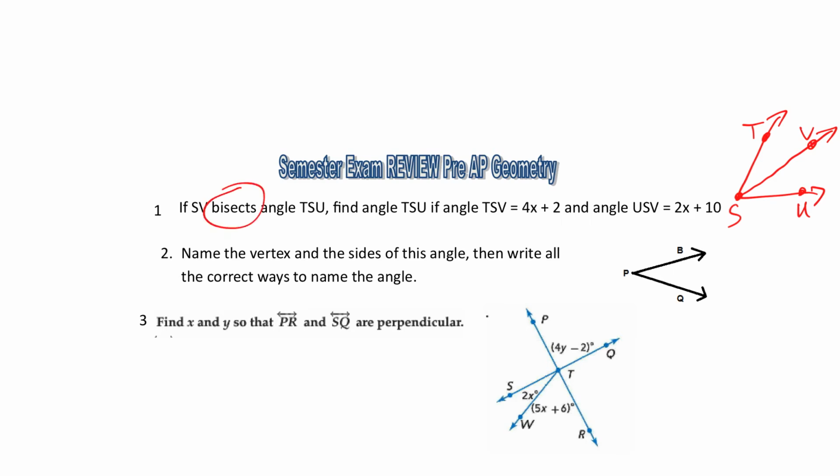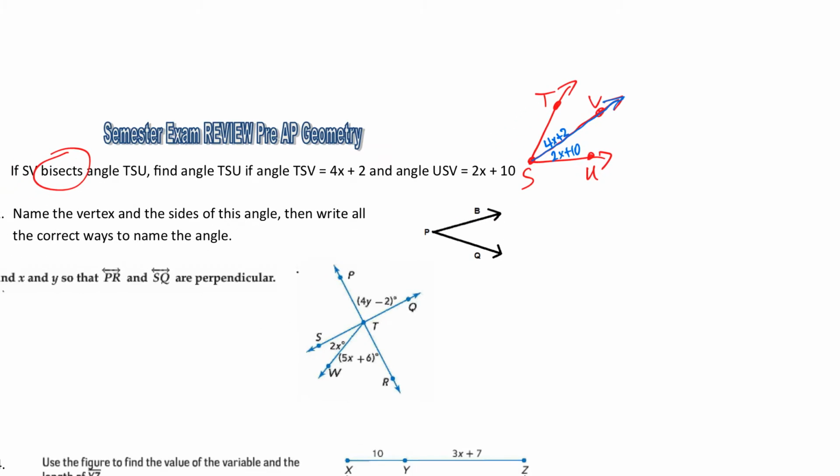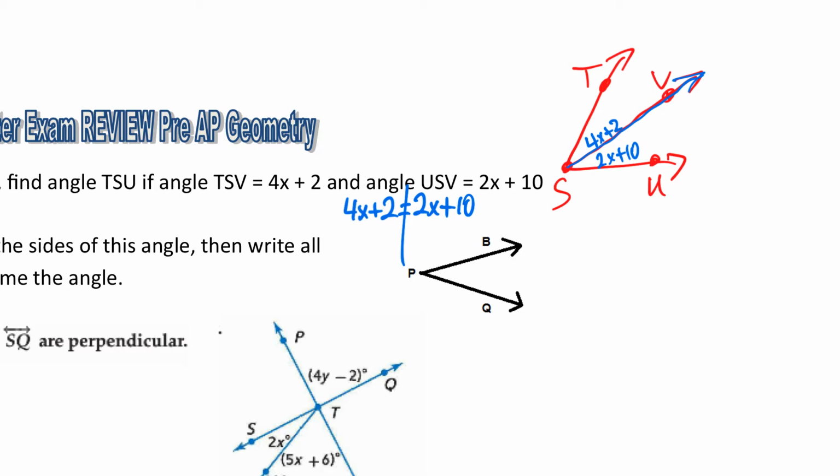So what does it mean to bisect? Cut it exactly in half, making 2 equal pieces, okay? So back over here, TSV is 4x plus 2 degrees, and angle USV is 2x plus 10 degrees. So again, if SV bisects that, what do I know about those 2 angles? They're congruent. So we're going to set 4x plus 2 equal to 2x plus 10, okay? And then just solve for that.